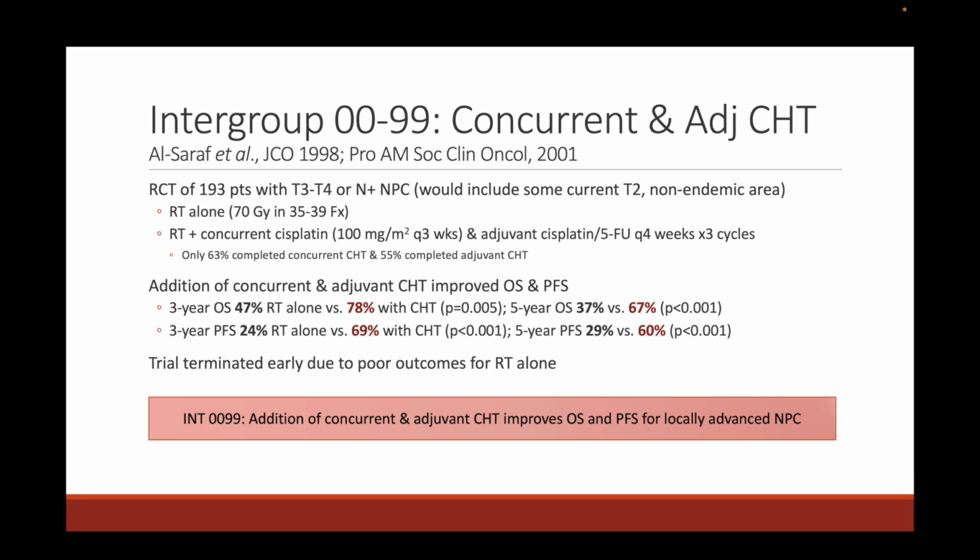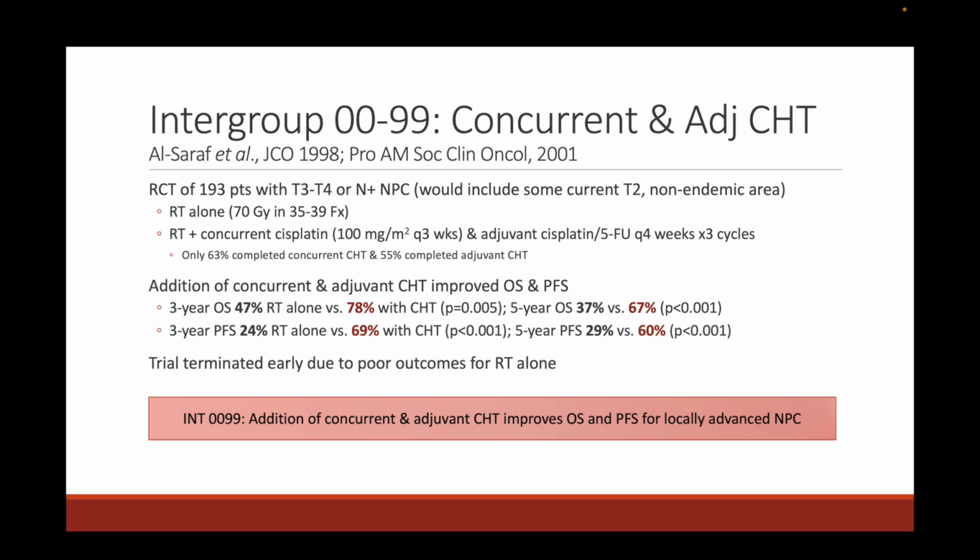And they randomized these patients to either radiation alone to a dose of 70 gray or radiation with concurrent cisplatin, high-dose cisplatin given every 3 weeks, and adjuvant cisplatin 5-FU given every 4 weeks for 3 cycles. So concurrently, they got cisplatin, adjuvantly, they got cisplatin 5-FU. And interestingly, only 63% of patients were able to complete their concurrent chemo, and only 55% completed the adjuvant chemo.